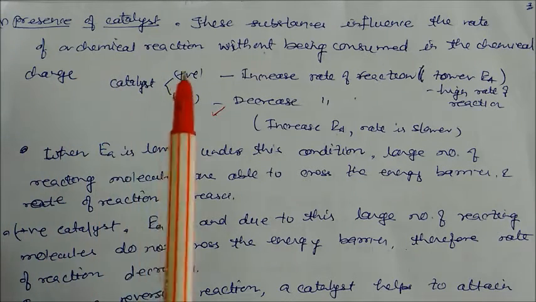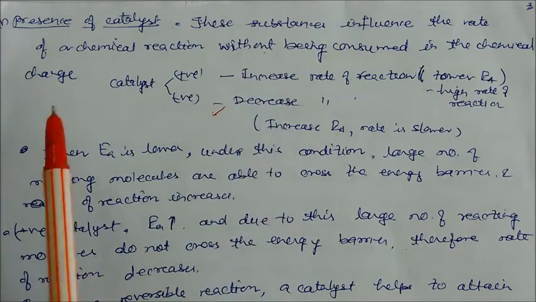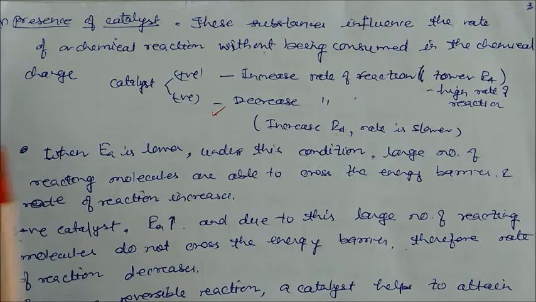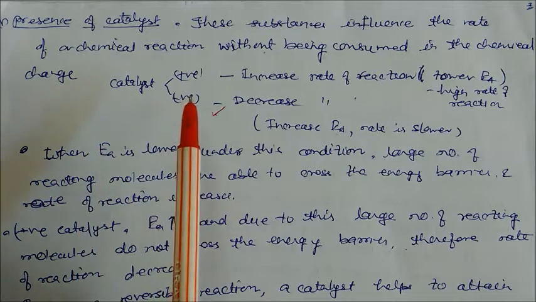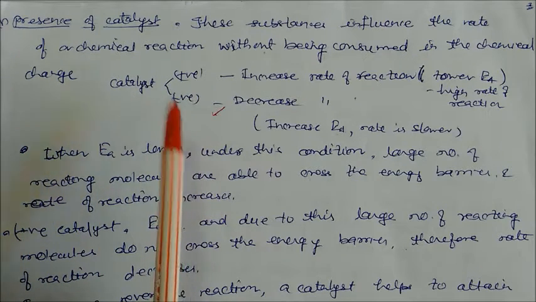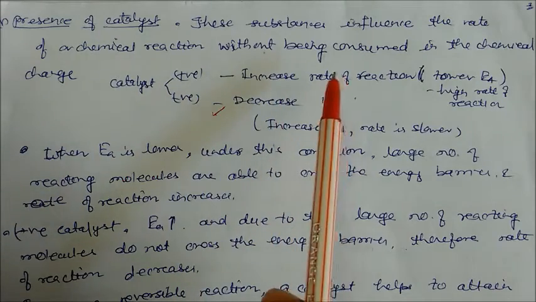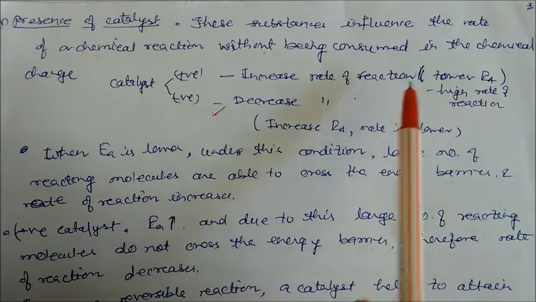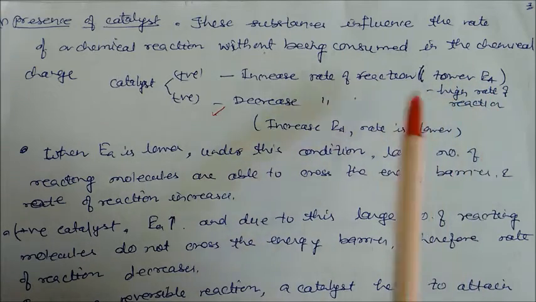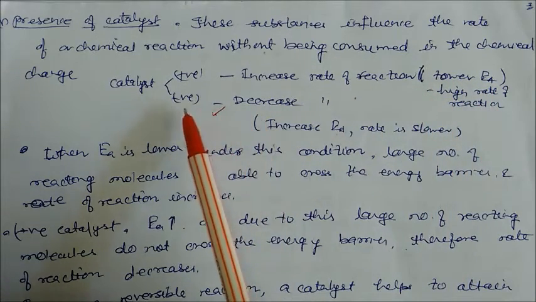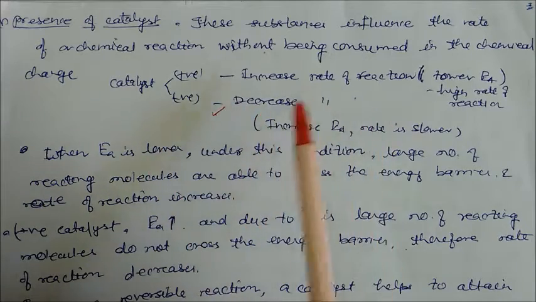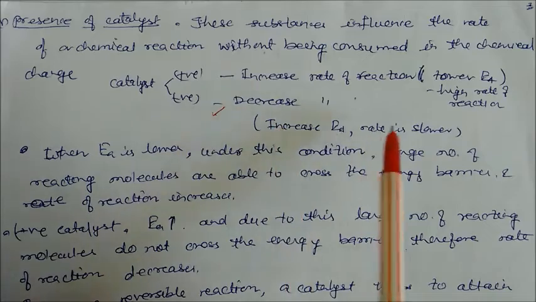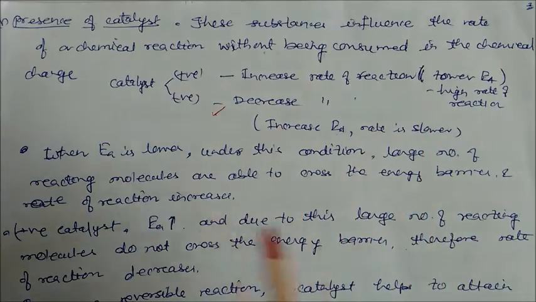Catalysts are substances which influence the rate of a chemical reaction without being consumed in the chemical change. We have two types of catalyst: positive catalyst and negative catalyst. Positive catalysts increase the rate of reaction, that is, they lower the activation energy, so the reaction rate is high. If the catalyst is negative, it will decrease the rate of reactions. In this case, the activation energy of the reacting substance is more, and the reaction becomes slower, as we have seen in the previous examples.